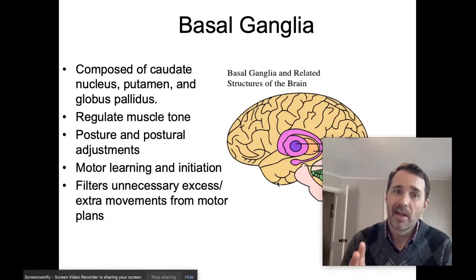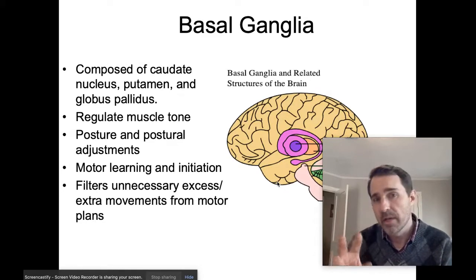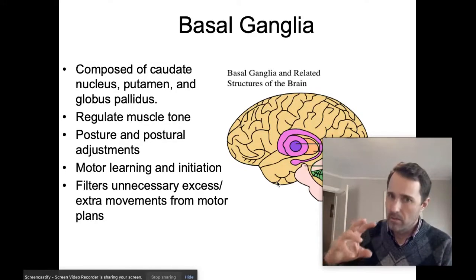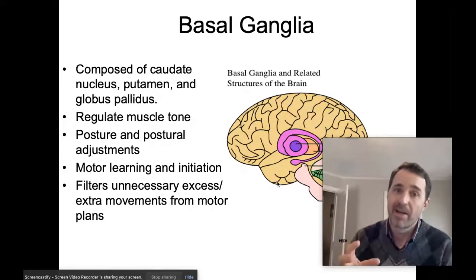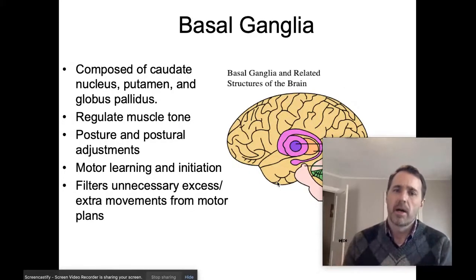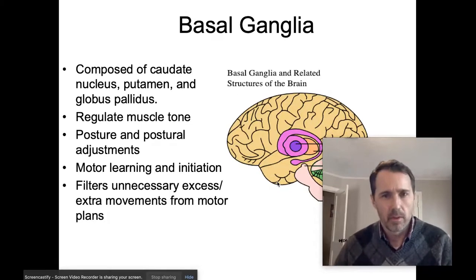You don't need to know that. We're not going to get into it, but I want you to carry it with you that the basal ganglia is a group of structures. It's not one thing, although we will talk about it functionally as one thing. The basal ganglia works in your body to regulate your muscle tone, which is the tightness of your muscles.